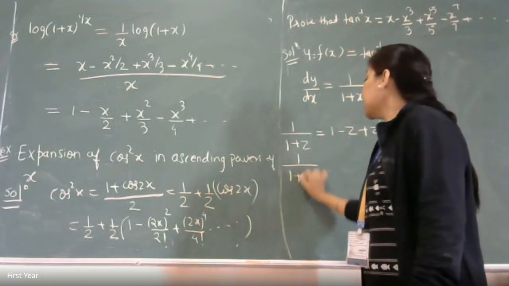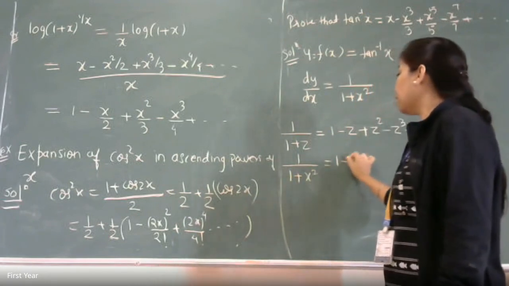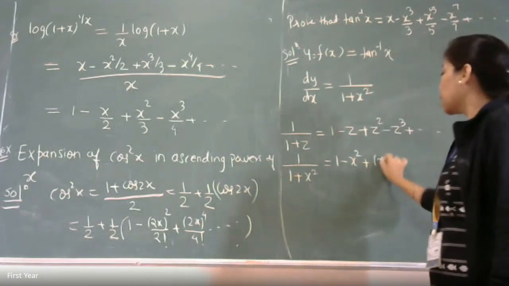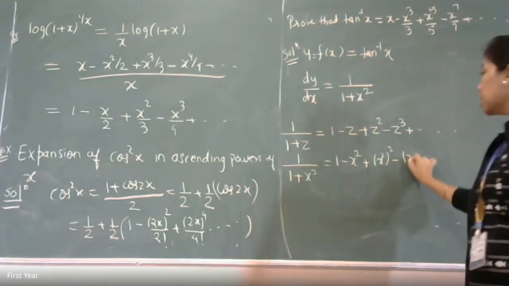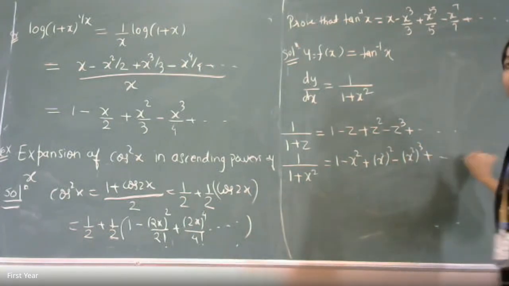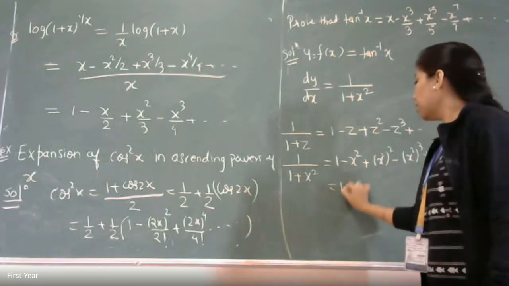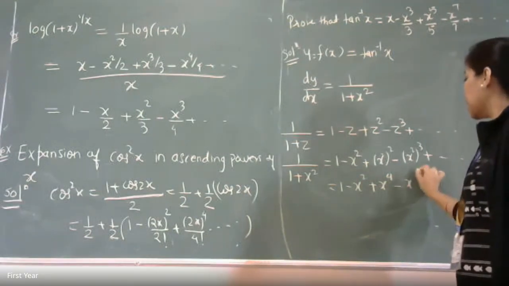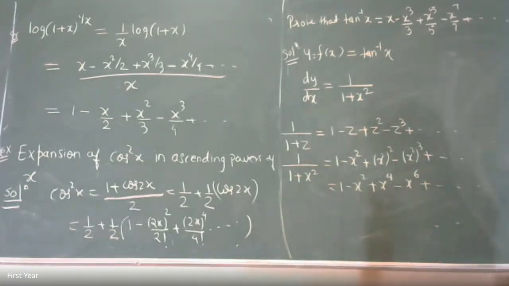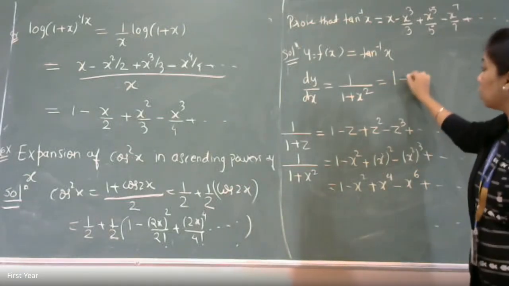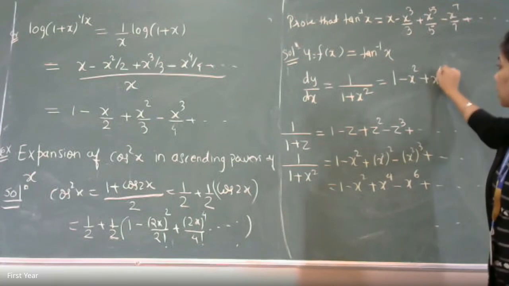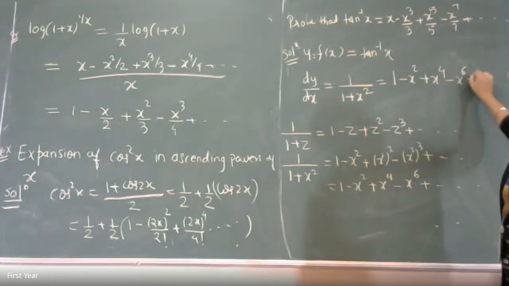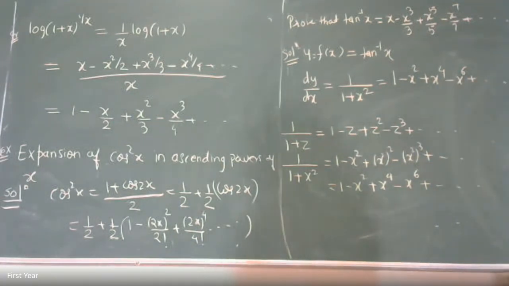1 over 1 plus x squared will become 1 minus x squared plus x squared squared minus x squared cube and so on. So it will become 1 minus x squared plus x raised to 4 minus x raised to 6 and so on. Is it okay? So this is nothing but 1 minus x squared plus x raised to 4 minus x raised to 6 and so on. Can you compare now this question and the answer?